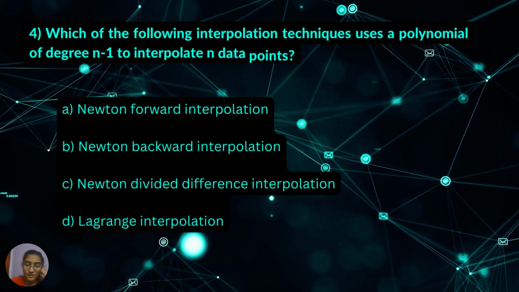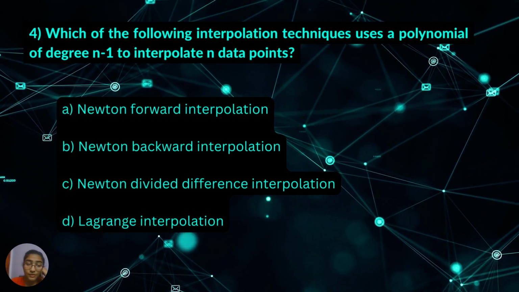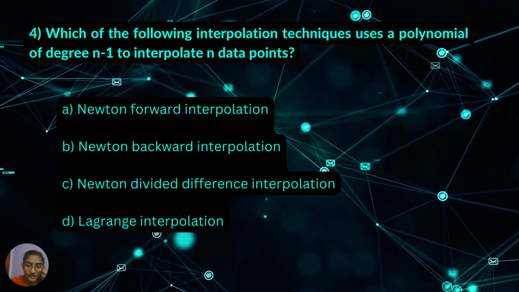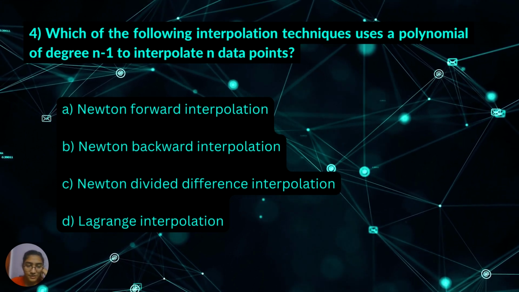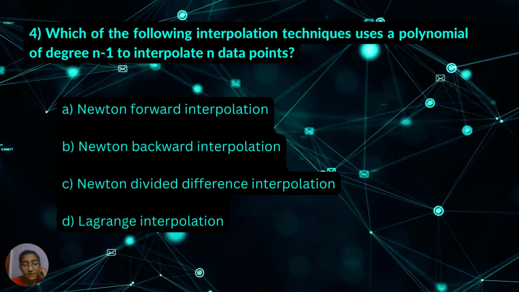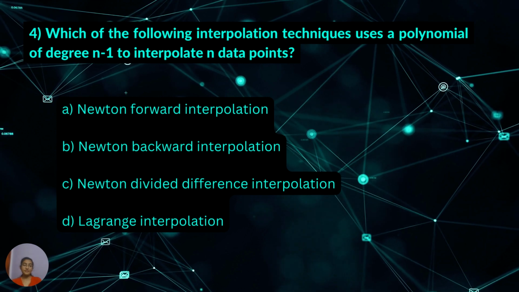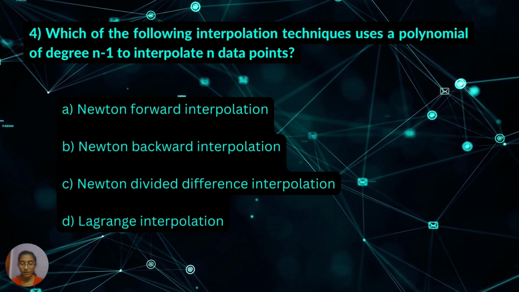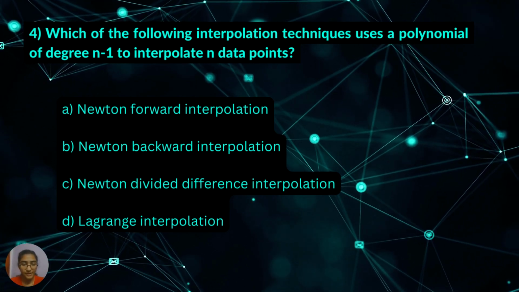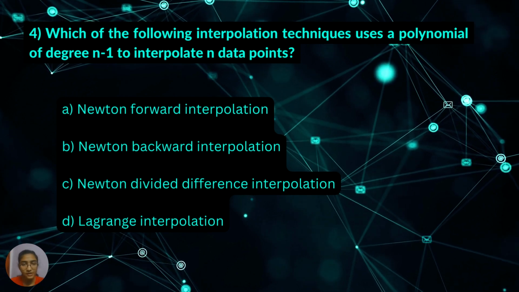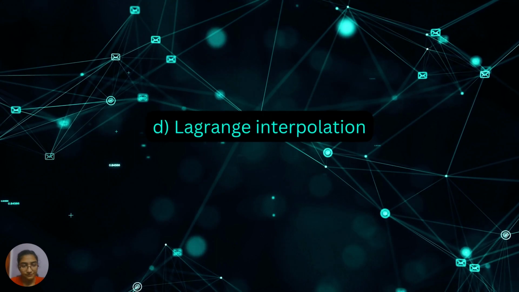Which of the following interpolation techniques uses a polynomial of degree n minus 1 to interpolate the n data points? Right? So our options are: A, Newton forward difference interpolation; B, Newton backward difference interpolation; C, Newton divided difference interpolation; and D, Lagrange interpolation. So the answer is D, Lagrange interpolation, because it creates a polynomial that will pass through all the data points. That is the basic functionality of Lagrange interpolation.